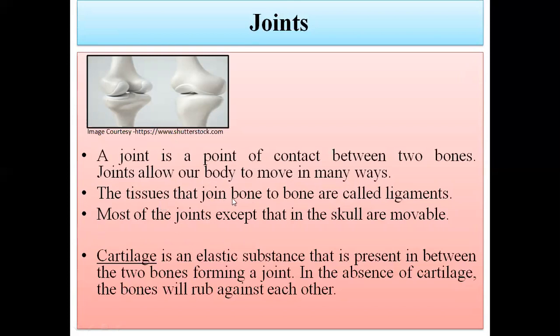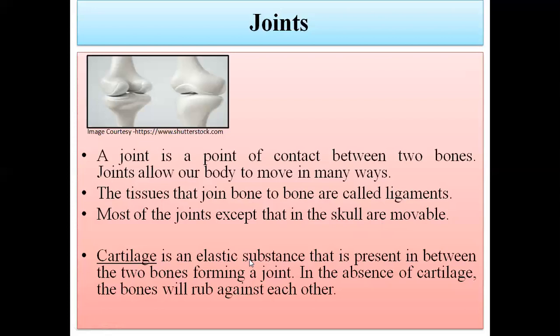The tissues that join bone to bone are called ligaments. Tissues are nothing but a group of cells which perform a specific function. The tissues that join bone to bone are called ligaments. Most of the joints are movable, except those in the skull. We have seen it in the last presentation.